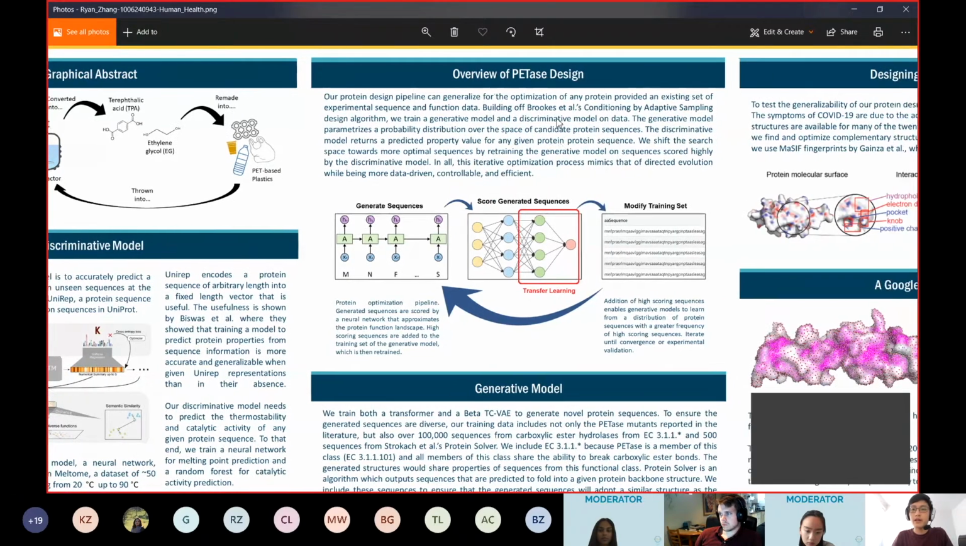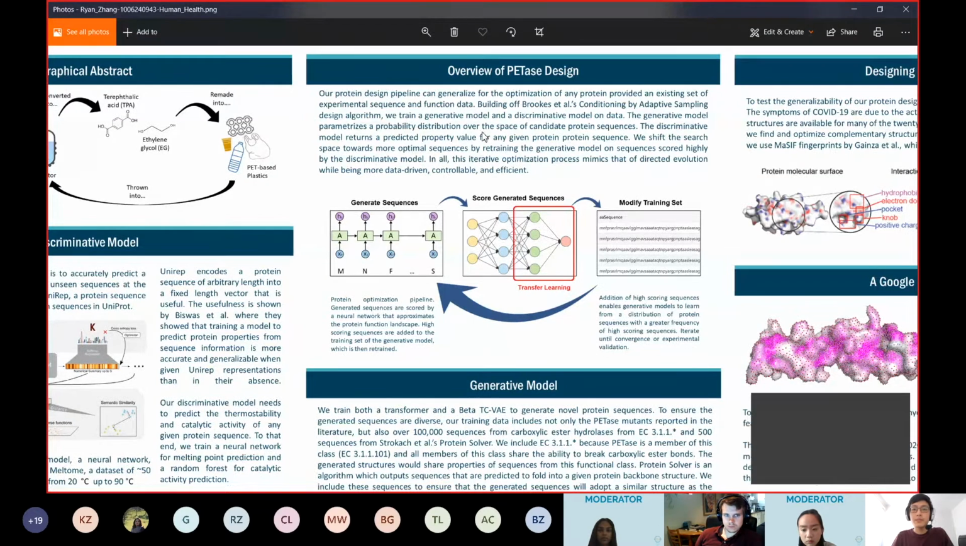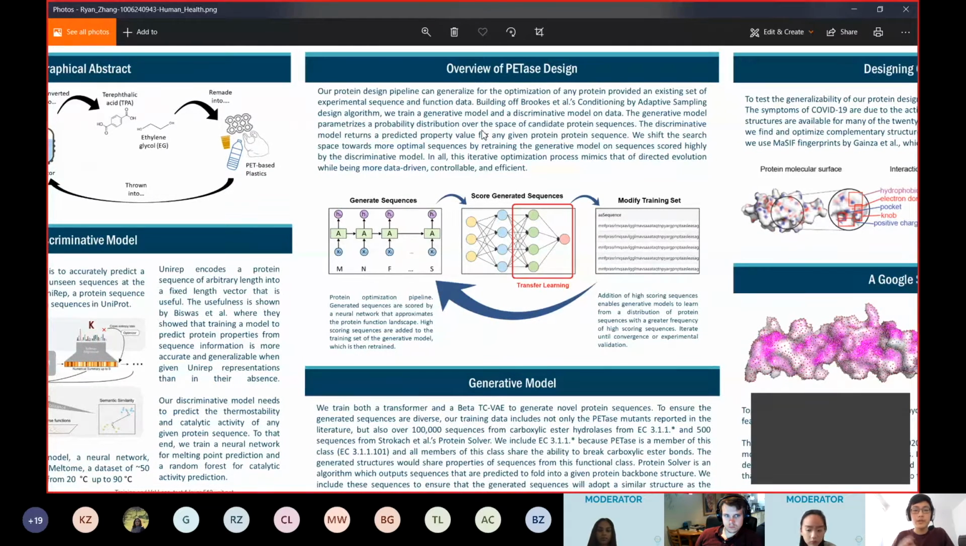So we build off of Brookes et al.'s conditioning by adaptive sampling design, and this algorithm is called CbAS. Basically it mimics directed evolution, where you take existing proteins, put them through a screening process to select the best ones, then mutate and multiply them, and put them through that screening process again, repeating over and over. That's not very feasible to do right now because we don't have actual labs, so we're doing an in silico method, on computers, using machine learning.